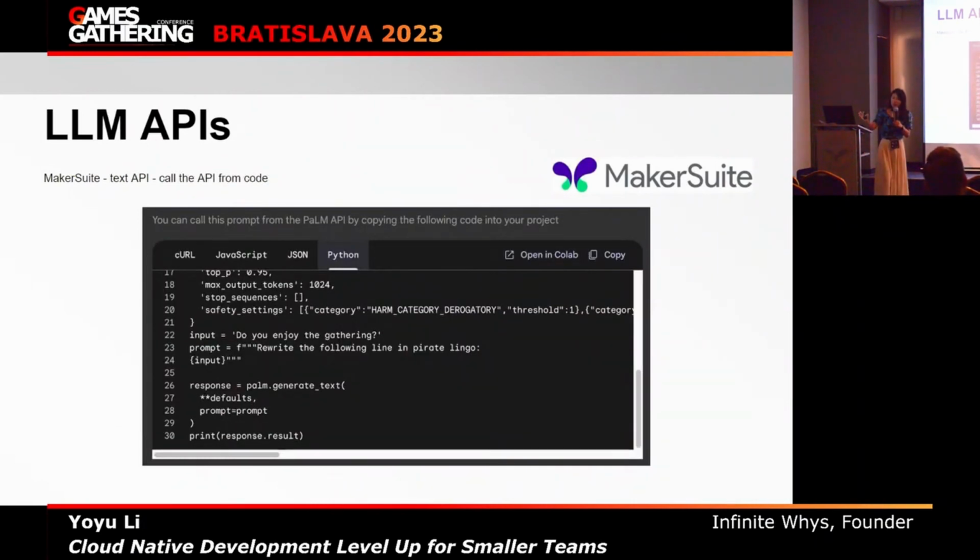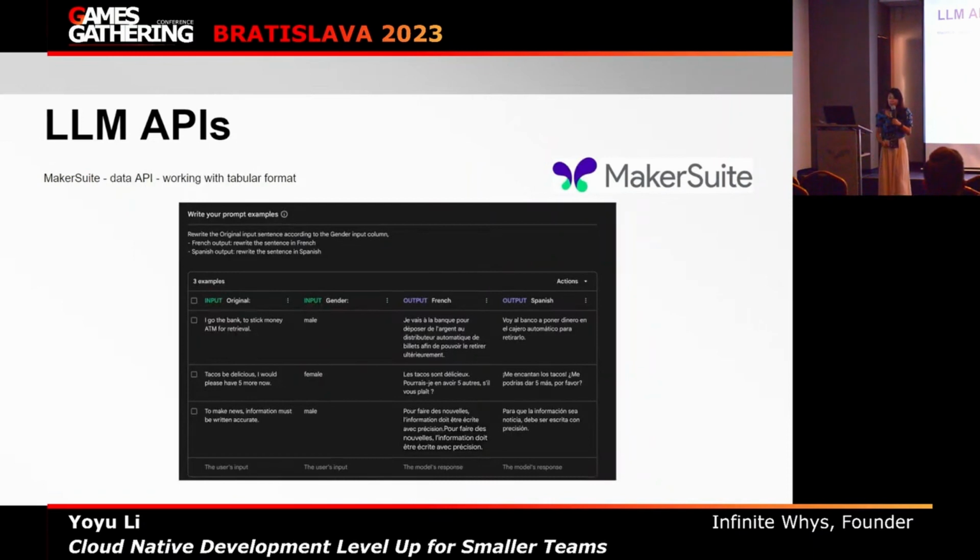The API behind Maker Suite is called the PaLM API. It's developed by Google. The idea of this API is that you can apply this prompt, this transformation, to an input, and it produces an output based on the rules you define. You can imagine it as ChatGPT, but you can apply it programmatically.